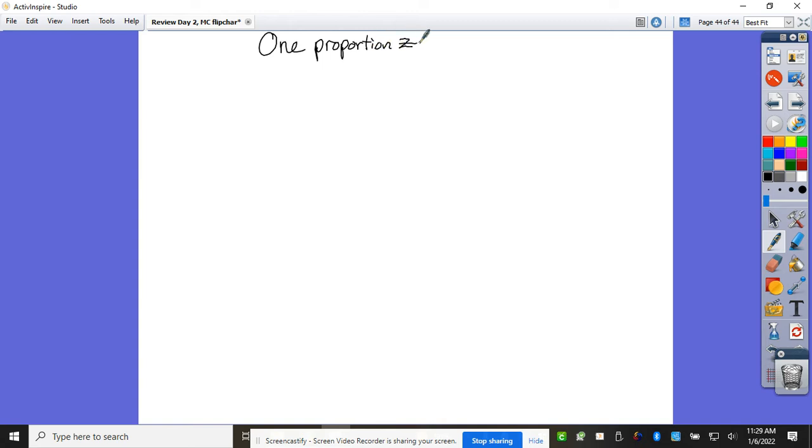Alright, one proportion Z. Still, our three requirements are random, normal, independent. What are we checking for random? Random selection, assignment.